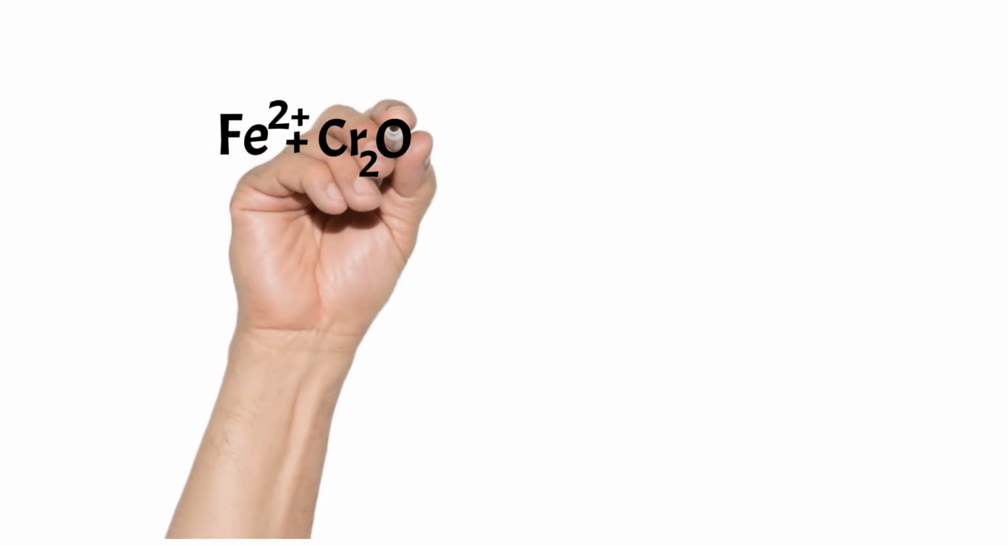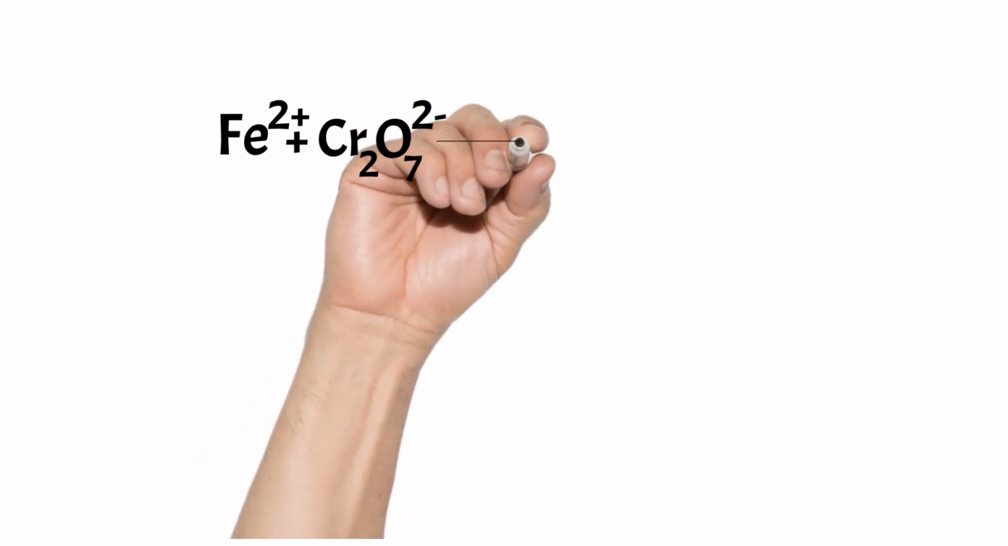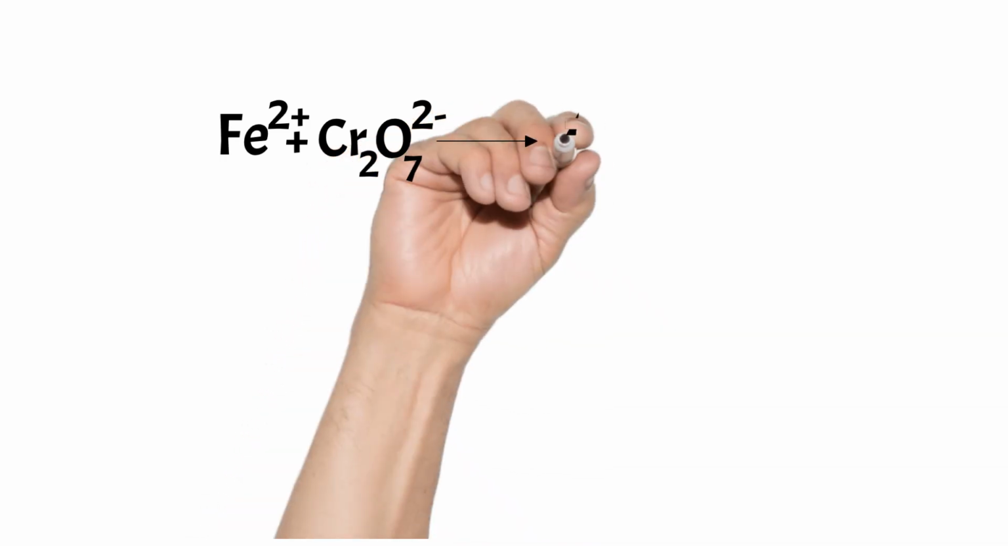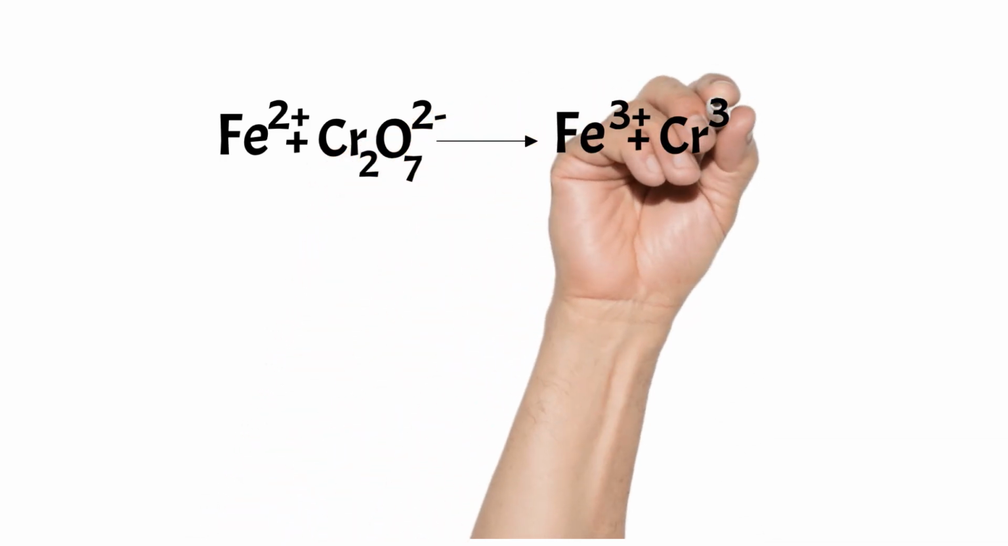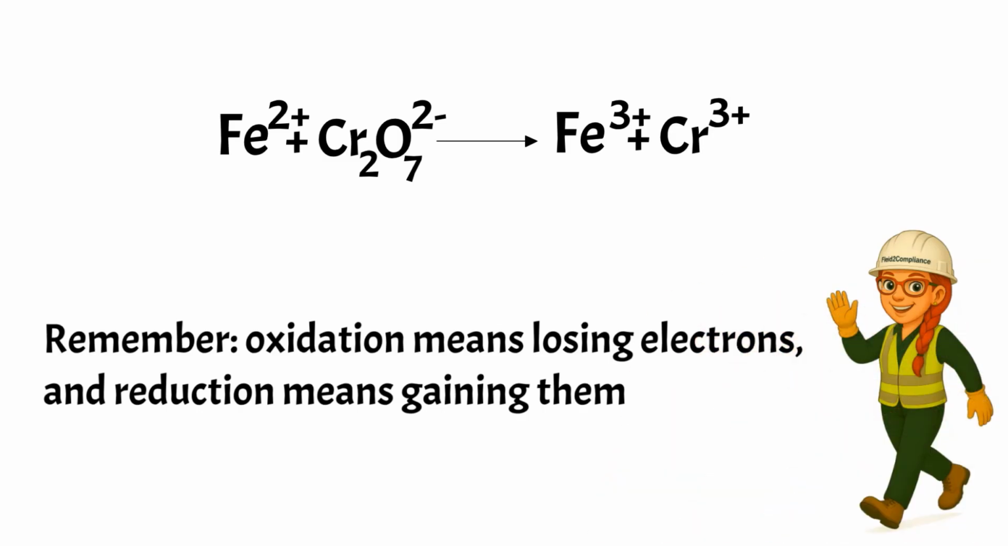Let's walk through how oxidation and reduction really works in a chemical reaction. We'll use iron and dichromate, a classic redox pair. Remember, oxidation means losing electrons and reduction means gaining them. We'll assign oxidation numbers, track electron changes, and balance the entire equation.